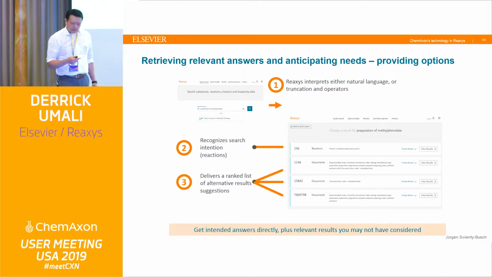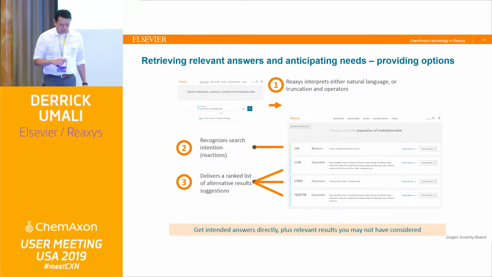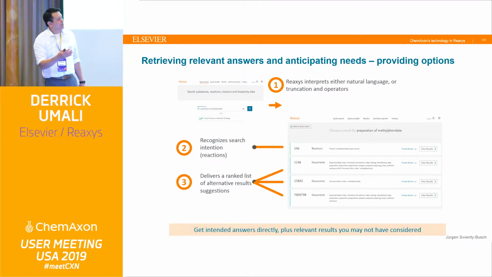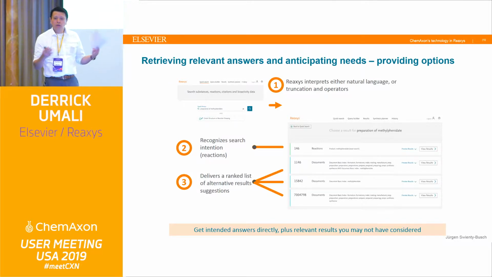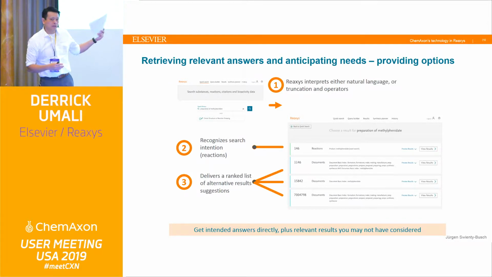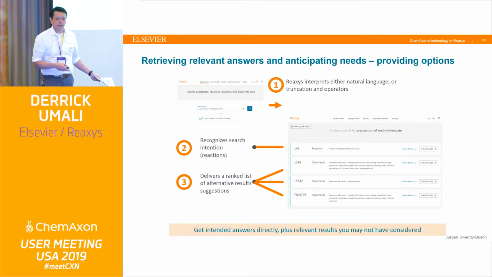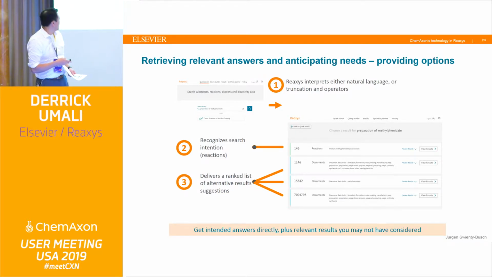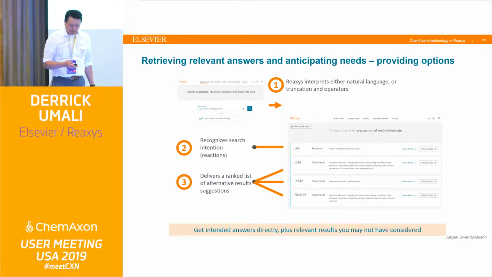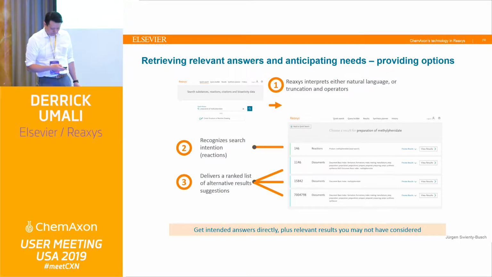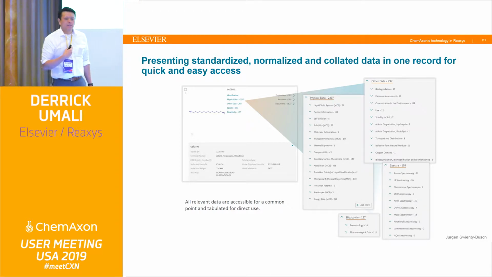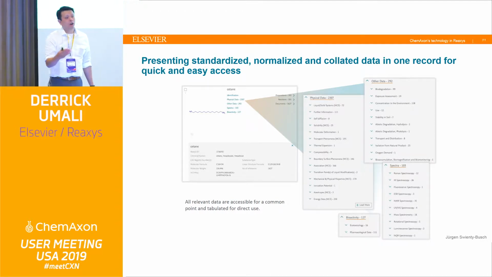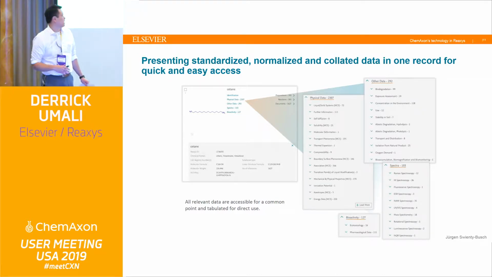Retrieving, again, relevant answers, anticipating needs. So when you do that natural language search, if you typed in a compound, omeprazole, aspirin, we'd present, hey, maybe you're looking for the structure, or are you looking for the reaction, or are you looking more for the documents around that search? So giving the user options as to what result set they would be looking for, and things that they might not have considered. We also have a Reaxys MedChem component, so maybe compounds or targets that your compound is hitting. Maybe that's what you're looking for, bioactivity data.